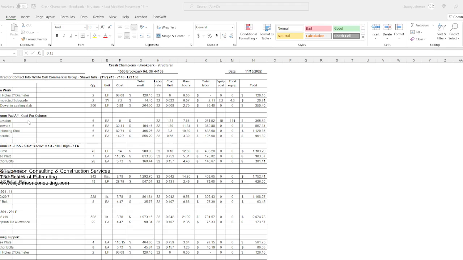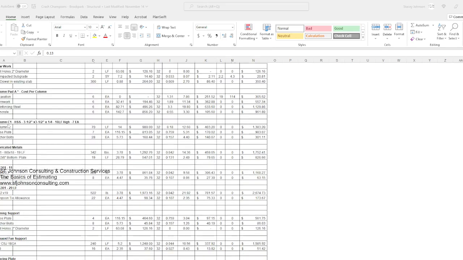And so we have the column pads, and there were 6 of those. All of this information we get from the cost book. So the cost for the formwork, the steel, and for the concrete, and it's per column pad. And here is our C1. So that was what that was.